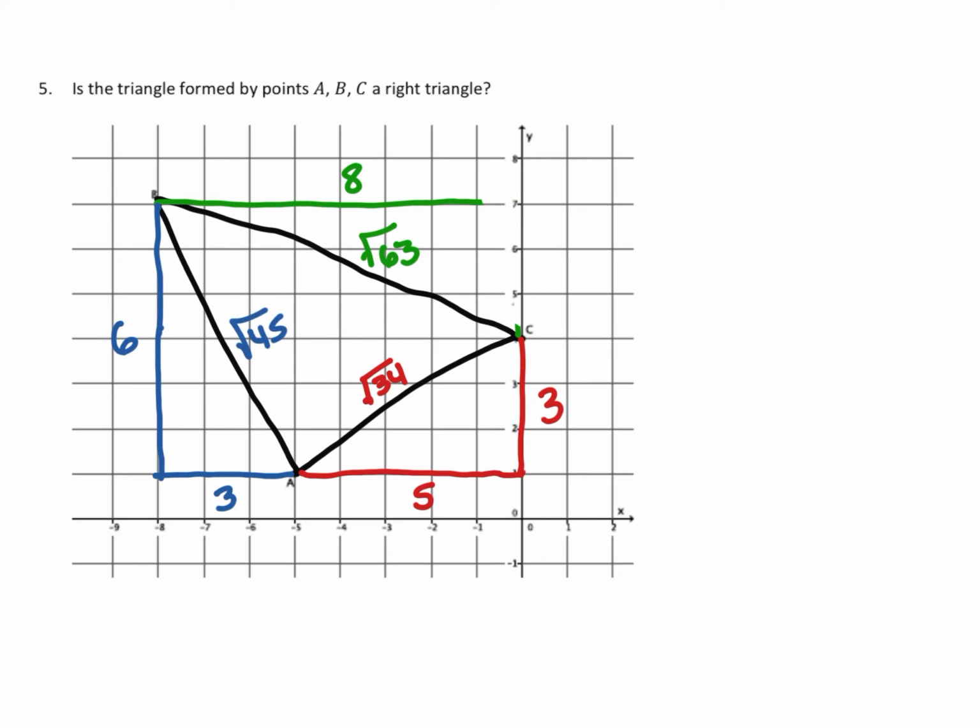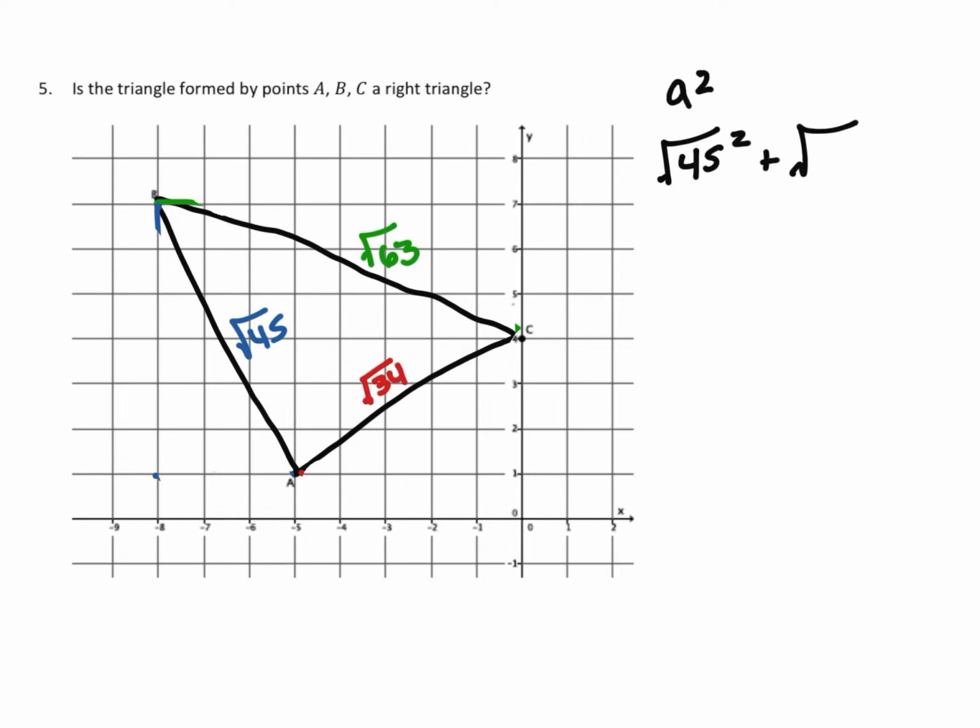So now to figure out if that black triangle is a right triangle, we're going to compare the two short sides added together to the longest side. And the longest one is that square root of 63, because the square root of 63 is longer than 45 or 34. So we've got square root of 45 squared, because they would still be considered legs. So we would use the Pythagorean theorem to check. And then we'll want 34 squared equals 63 squared.